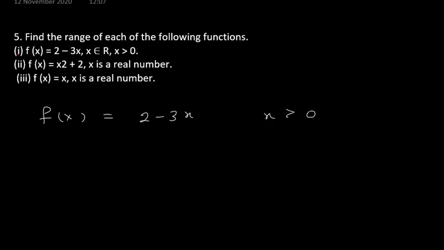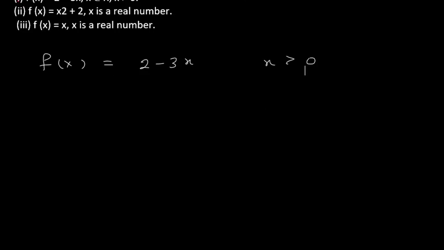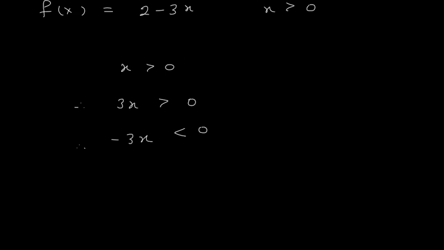Now here I have to find the range. So let us discuss this in this way. I have been given x greater than 0. Therefore the value of 3x will be greater than 0. Then therefore minus 3x will be less than 0. When we multiply by a negative value, the sign will change. Greater than will change to less than, or less than or equal to.